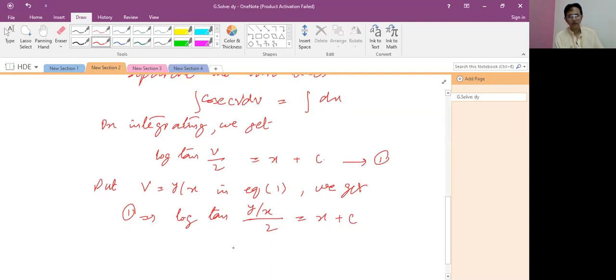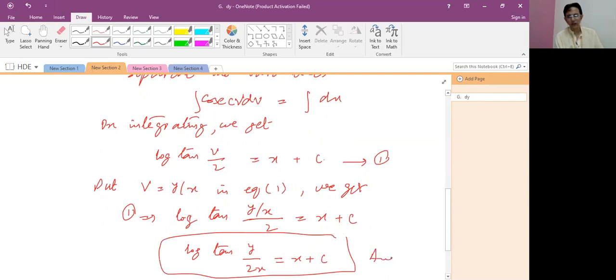In the next step, we will write in this form: log of tan of y upon 2x, x multiplied by 2 so 2x, which equals log x plus c. So this is our solution, student. Find the result. This is called the solution of the differential equation.